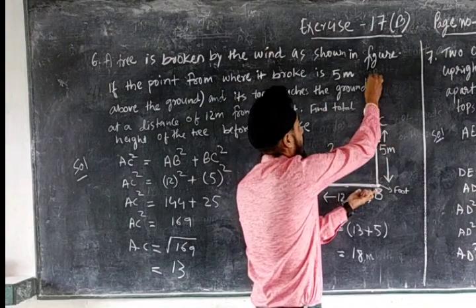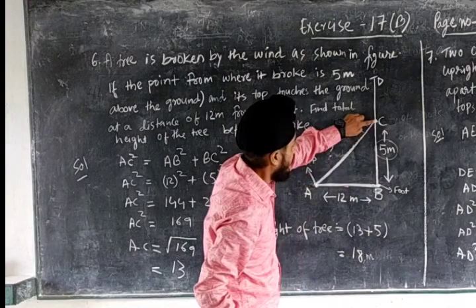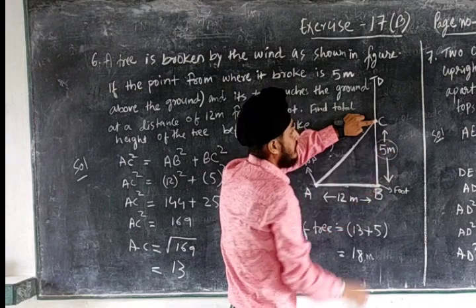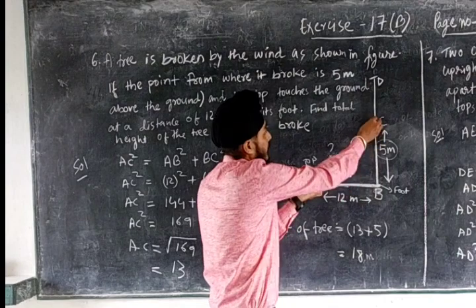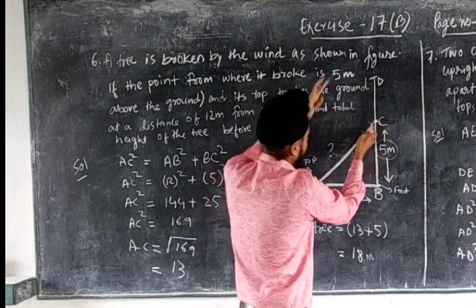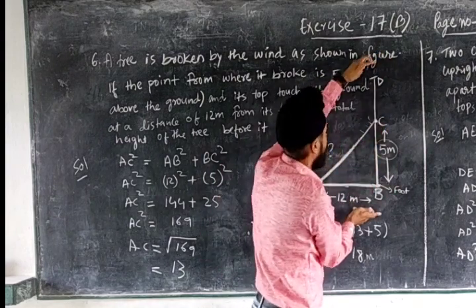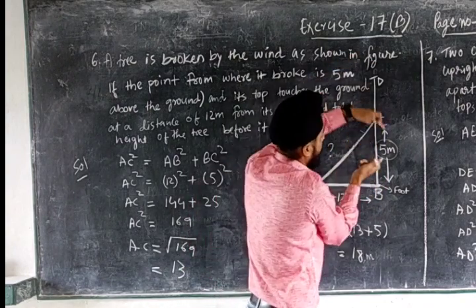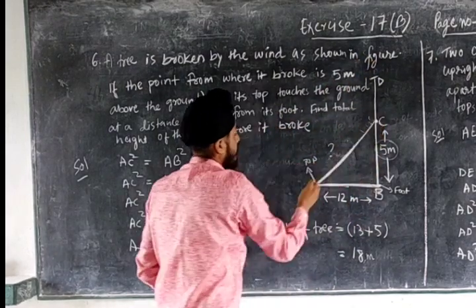That means you have to find this distance. We are given the 5 meter distance, from the point where the tree has broken to the bottom. So to find the total distance, we have to find this distance first, that is AC. If I put this tree in straight position, we will get the height of the tree. So if you find AC and add 5 meters, I will get the height of the tree. So first I will find AC.